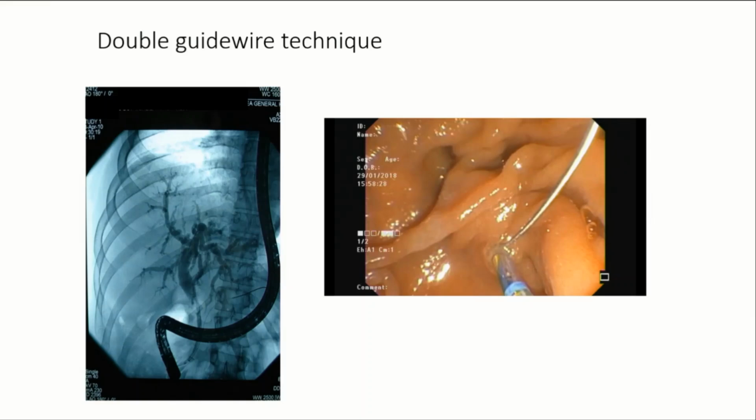So this is the double guide wire technique. Essentially, we're going to see later on a flow chart. What happens is that it is used in patients where selective cannulation of the CBD is not that easy and the wire goes more easily into the pancreatic duct. We keep the guide wire in the pancreatic duct in place, and we try to cannulate selectively. Here there is a small video. I don't know if it's going to play.